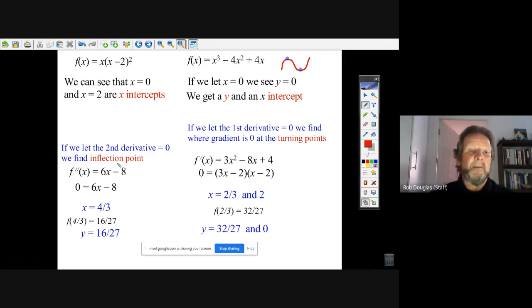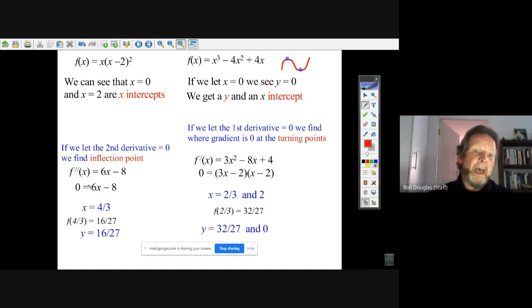The last thing is an inflection point. An inflection point is where it changes concavity from concave down to concave up. There's a point where that happens. And what you have to do for concavity is take the second derivative. Just do the derivative again: 2 times 3 is 6x, and 1 times minus 8. There it is. If you let the second derivative equal 0, you always get the inflection point. The first derivative 0, we always get turning points. The second derivative 0, you get the inflection point.